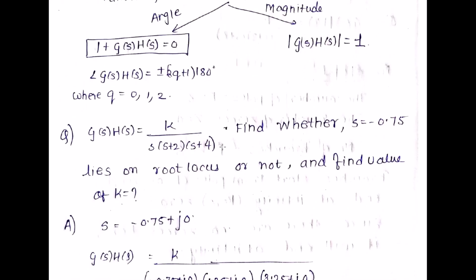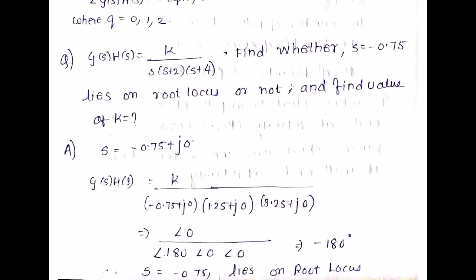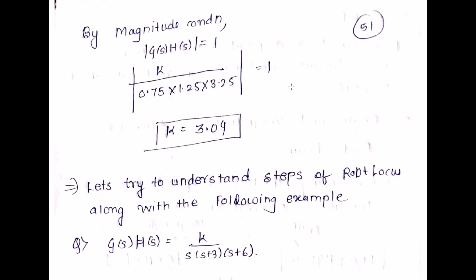So what I am doing is basically applying the angle and the magnitude condition. In the angle condition, I am going to find out whether the angle of g of s into h of s is equal to an odd multiple of 180 degree or not. If so, that particular s value is lying on the root locus. And then if I want to find out the value of gain K, I am going to equate the magnitude of g of s into h of s equal to 1 and find out the answer. So I hope I am very clear with this.